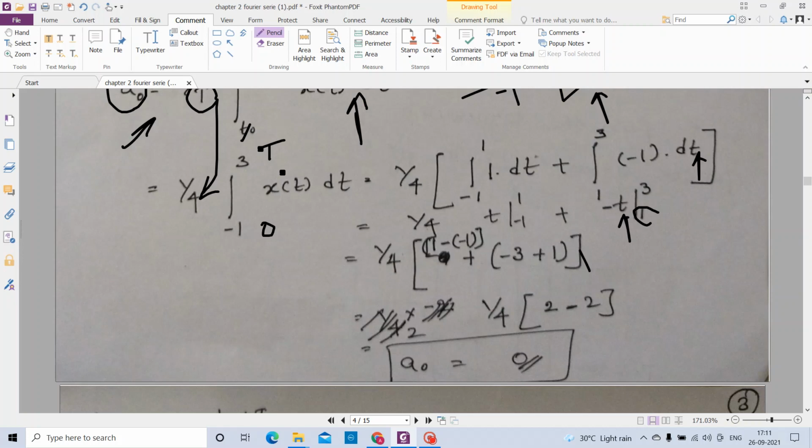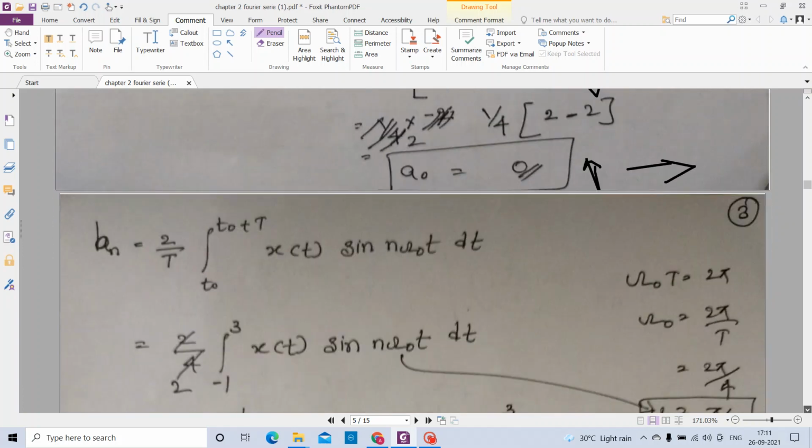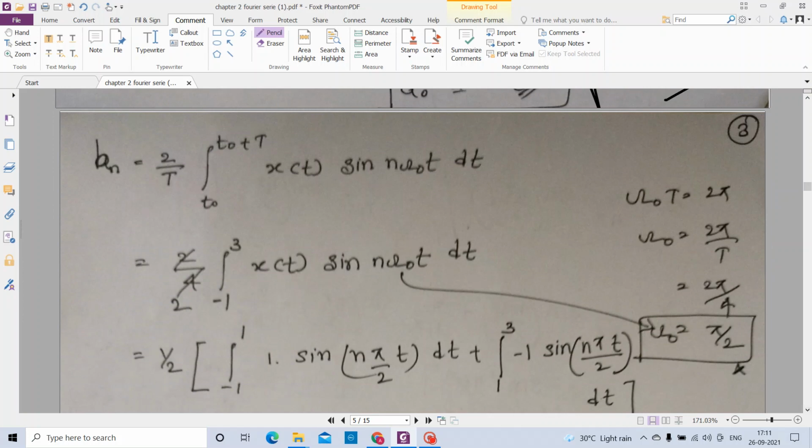After simplifying this equation, we will get a naught value as 0. So remaining, we have to determine the remaining two terms, right? Just now we have determined the value of a naught, the DC component. The remaining two coefficients are an and bn. First we will determine the bn coefficient.